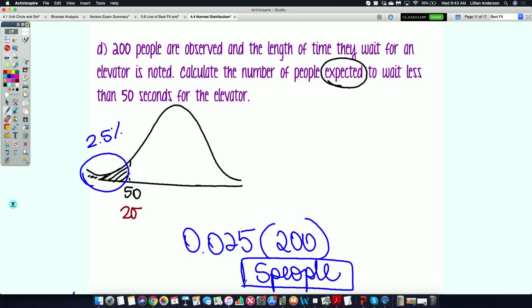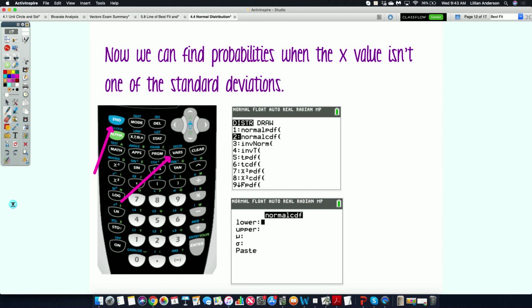Now, with this particular example, every one of the seconds that people had to wait were actually on your normal distribution and at your standard deviations. It will not always be that way. To find probabilities when your x value isn't one of the standard deviations, you use your calculator.